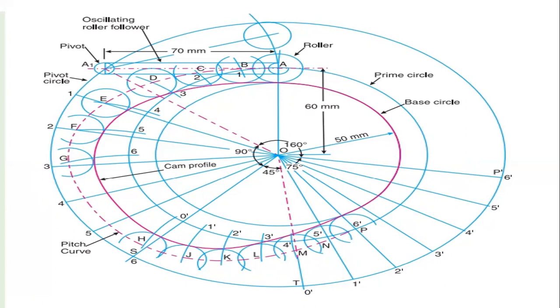So after drawing the circle, that is the base circle, we have to draw the prime circle. That is the prime circle of the follower. It is 60 mm from the center of the cam circle. So from the center of the cam, we are going to draw it as 60 mm.